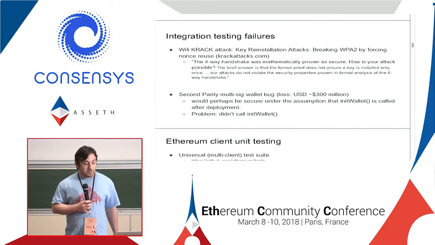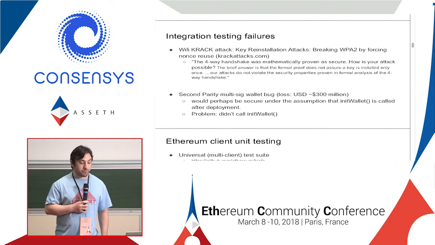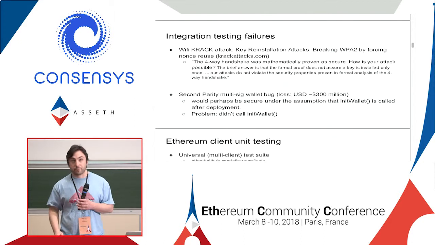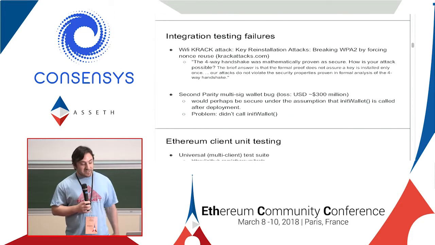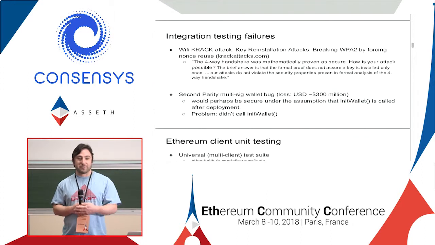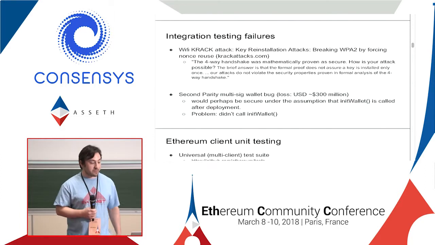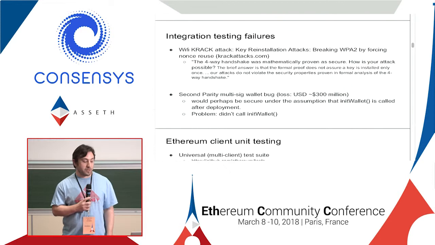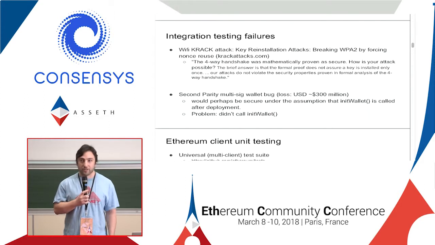So a couple failures of integration testing: the WiFi crack attack. It was formally verified. It was mathematically proven to be secure. But there was still a vulnerability because the assumptions under which it was formally verified did not match up with the actual production environment. You could do a hypothetical example for the second Parity wallet bug. Maybe it's secure if you do everything right, but if you forget to call init wallet, then it's not.